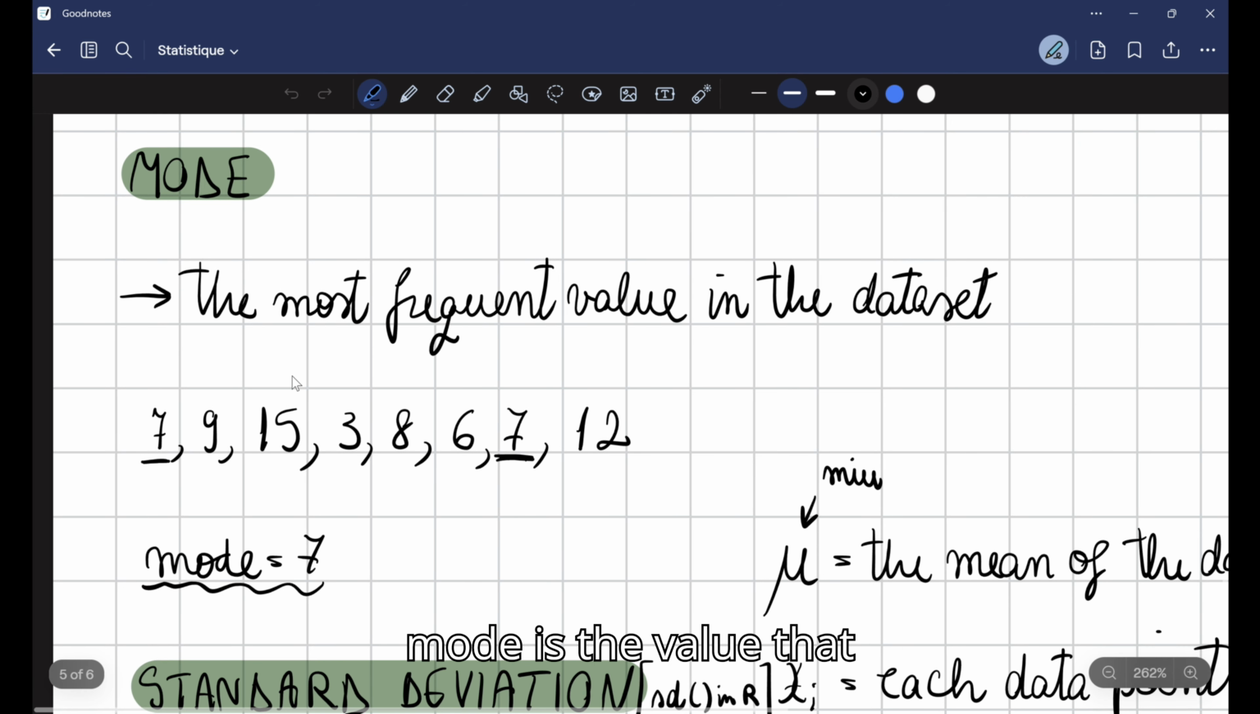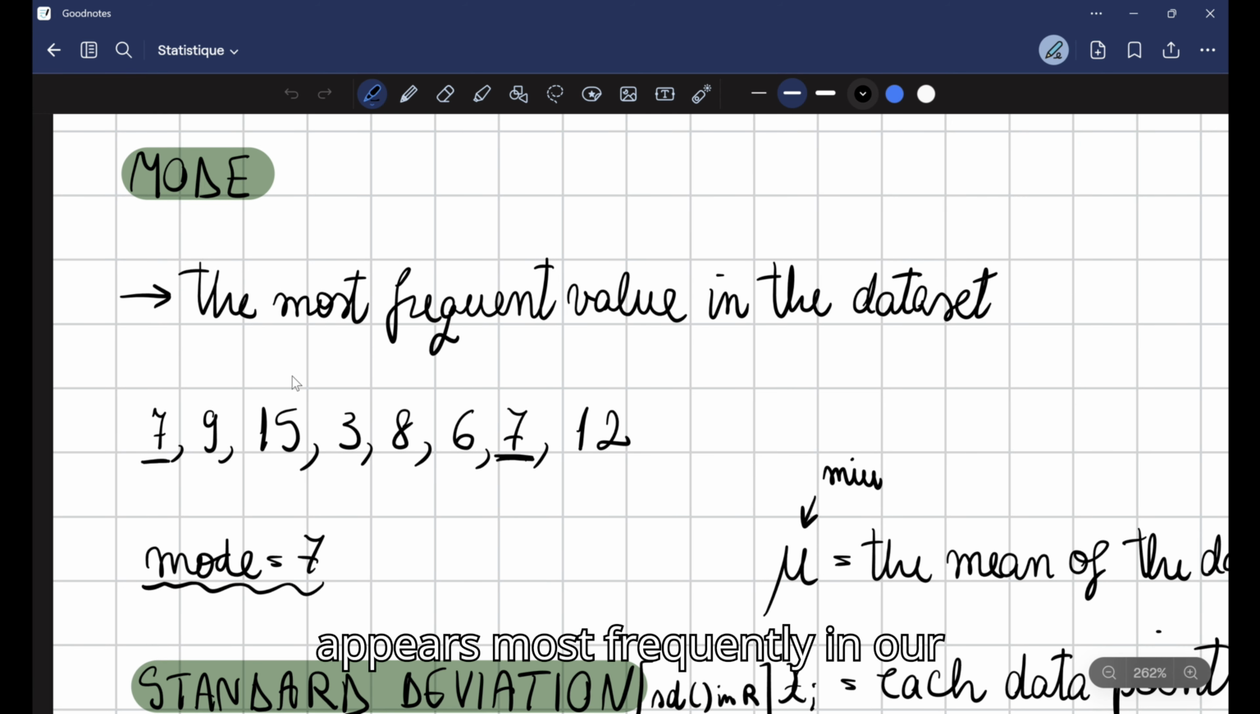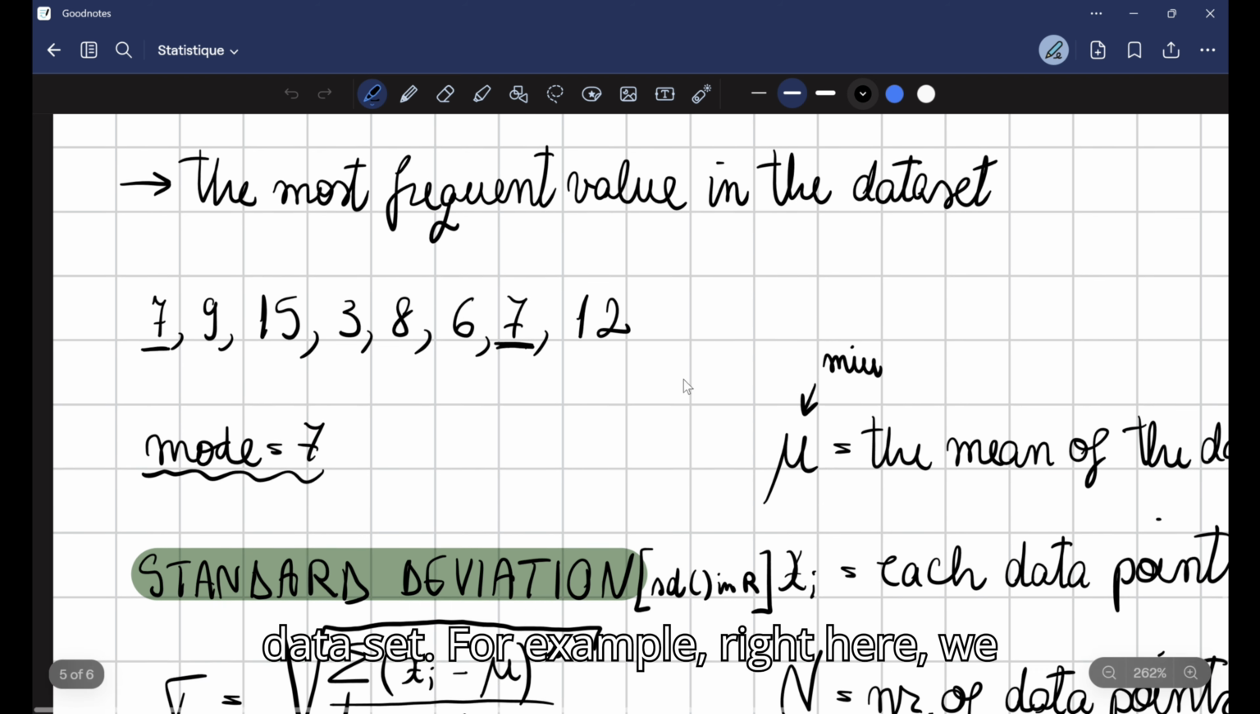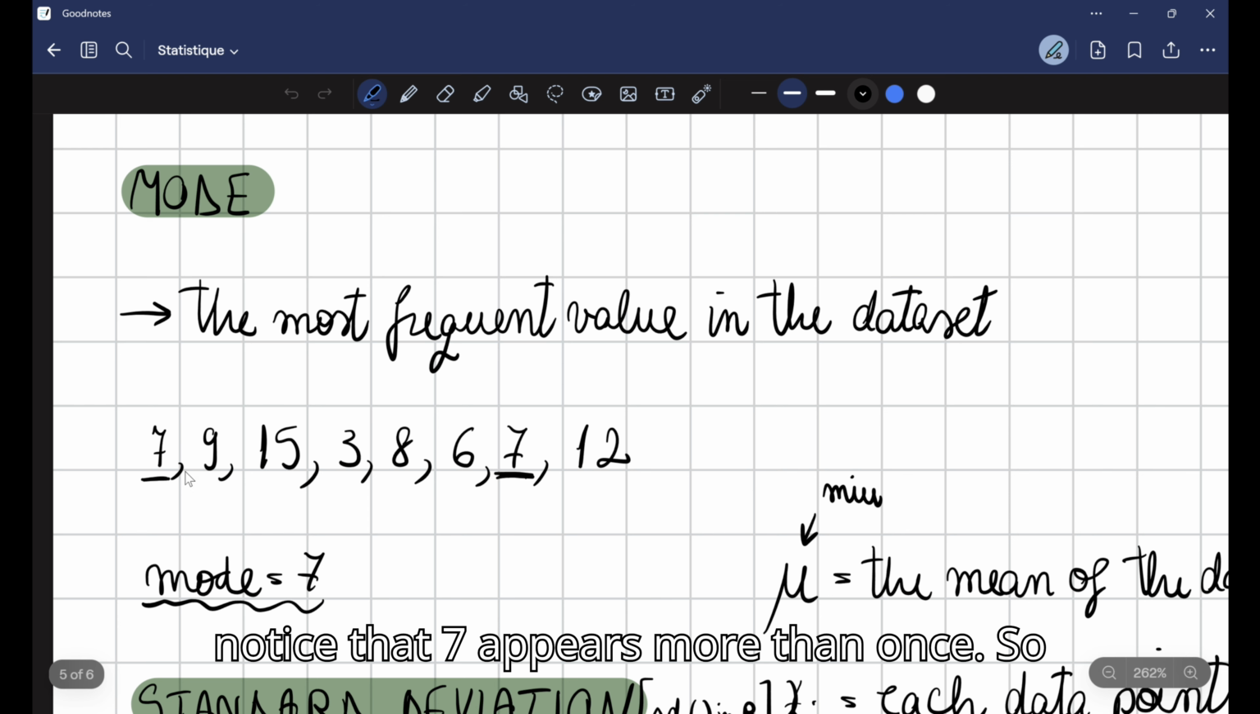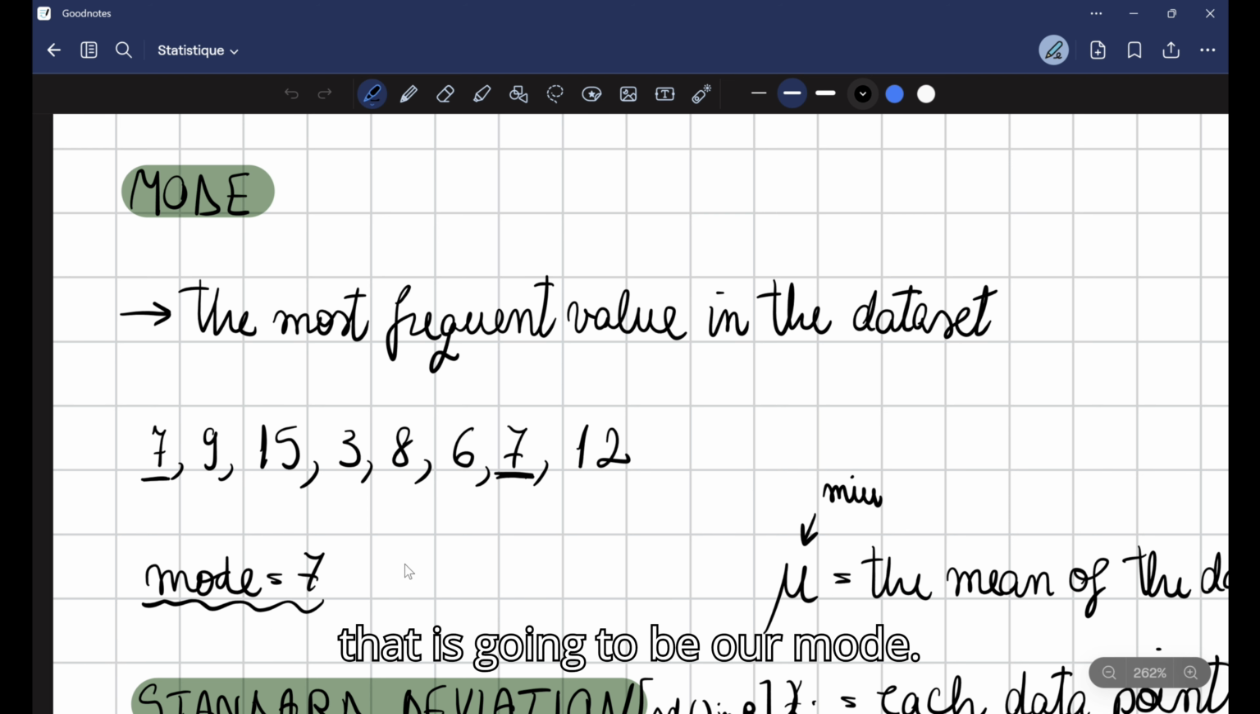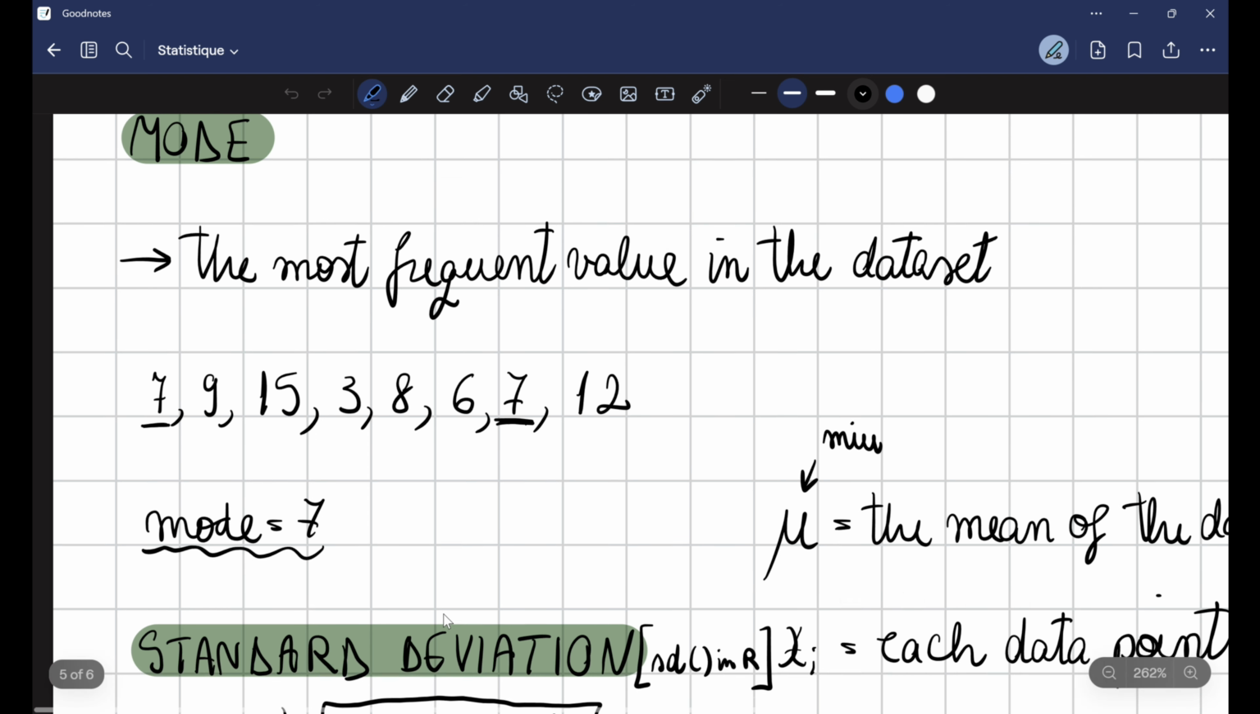Now, the mode is the value that appears most frequently in our dataset. For example, right here, we notice that 7 appears more than once, so that is going to be our mode.